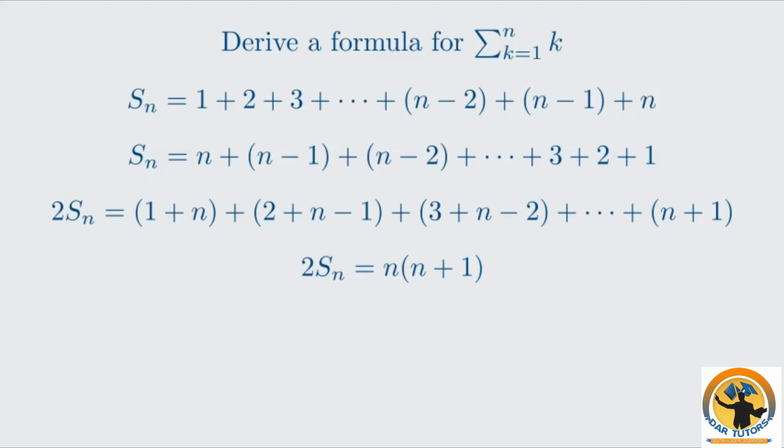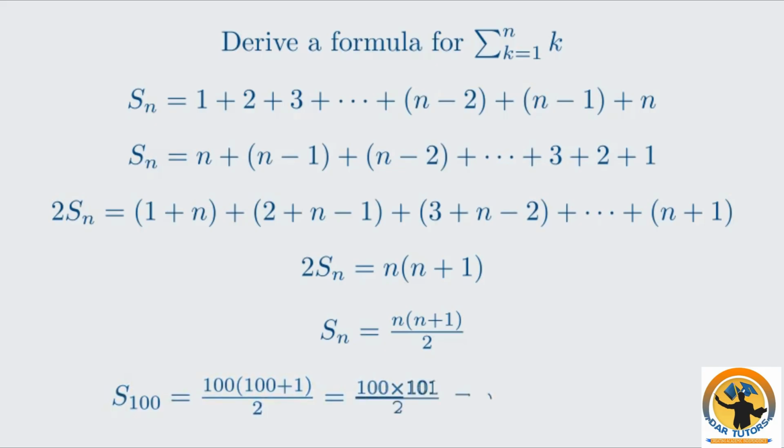Finally, to solve for S sub n, we divide both sides by 2. This gives us the famous formula for the sum of the first n integers. S sub n equals n times n plus 1, all divided by 2. This formula is incredibly useful. For example, the sum of the first 100 integers is 100 times 101 divided by 2, which is 5050. Much faster than adding them all up.